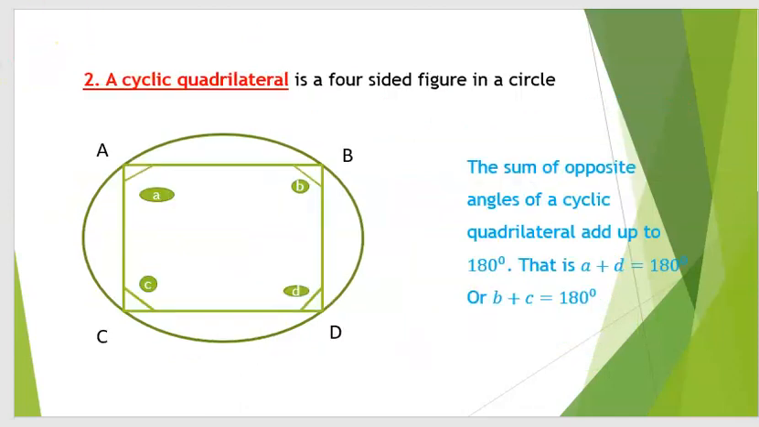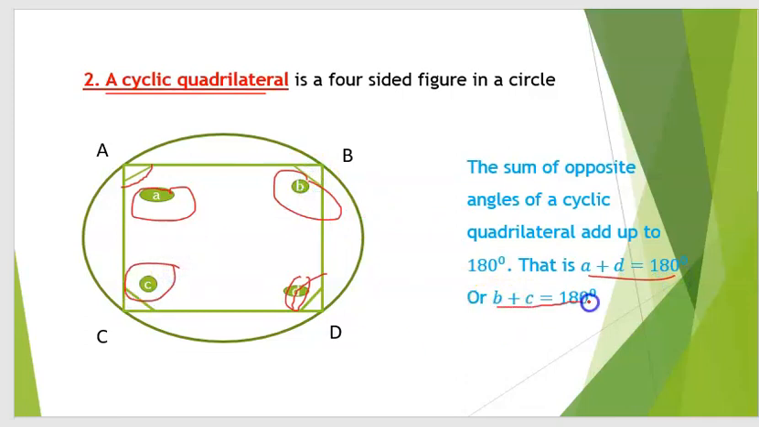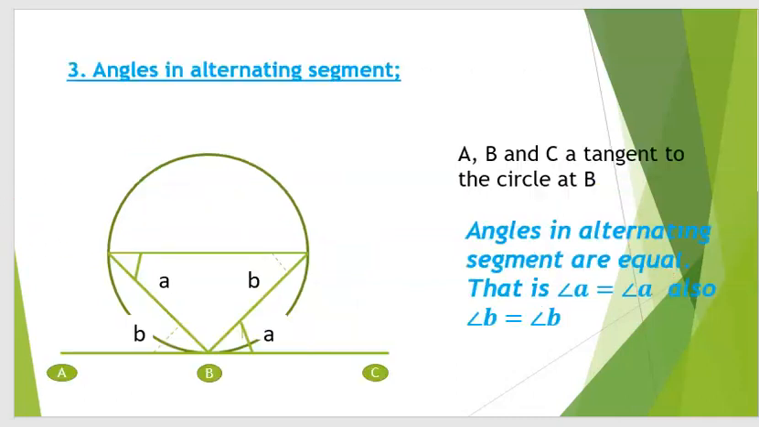Now, property number two, I'm looking again at what we refer to in this case as a cyclic quadrilateral. A cyclic quadrilateral is a four-sided figure in a circle. For a cyclic quadrilateral, opposite angles add up to 180. So angle A plus angle D should give you 180. In the same way, angle B plus angle C should add up to 180. So the sum total of angles in a cyclic quadrilateral adds up to 360. I take that one as property number two.